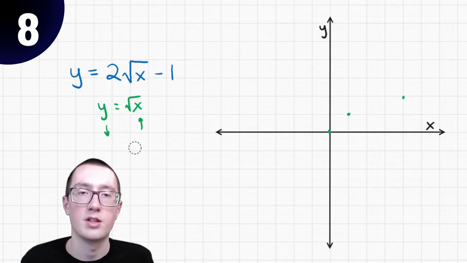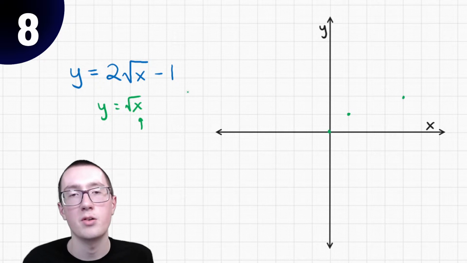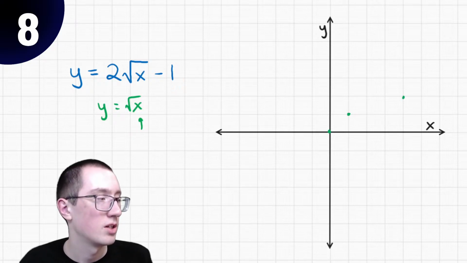Of course, we could plug in more numbers as well, but the next number that would make sense is 9, because that's 3 times 3, and that's going off the graph. So we're not going to do that.